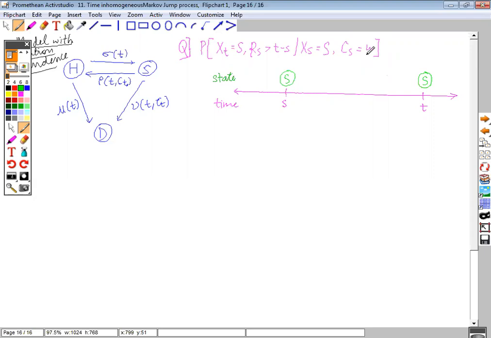So W means that for the W amount of time, it has remained in the sick state. Right. So how can I represent that on the line here?